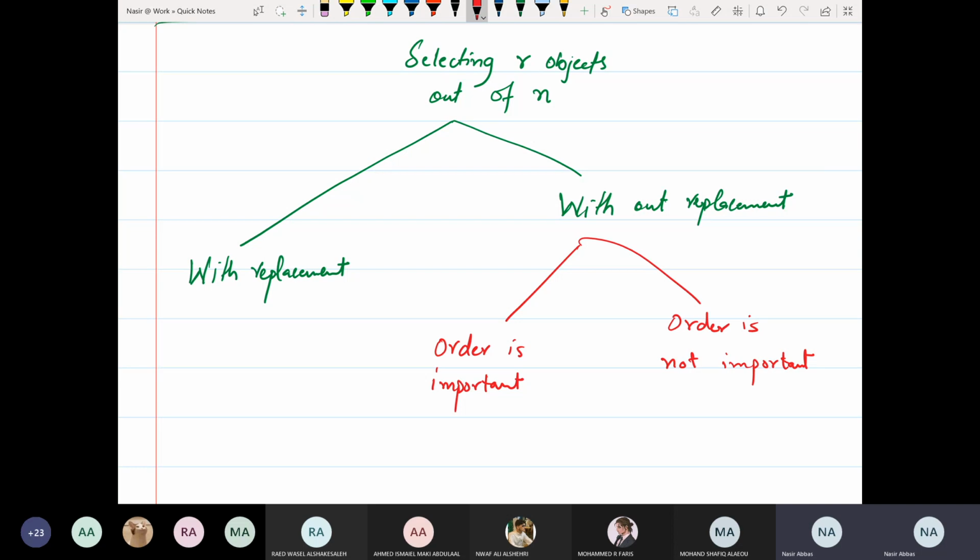So whenever you are picking more than one object, you will face these 3 situations. There is a fourth one, obviously, but I will not discuss this one. That does not belong to this course. So these are the 3 situations you will face: picking with replacement, picking without replacement where order is important, and picking without replacement where order is not important. So let us discuss all these 3 cases in detail for your example.